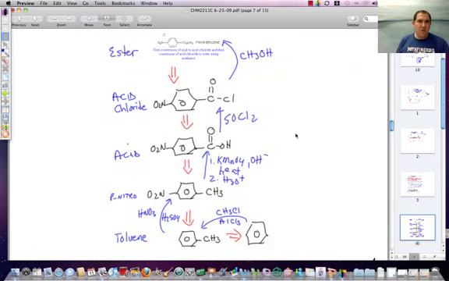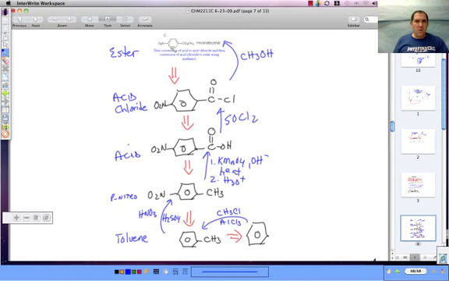Ooh, here's one of our multi-step synthesis reactions. And what we have here is a benzene ring with a nitro group. But the big thing is we have an ester. So you have to remember esters, since it's an acid derivative, you want to go back to the acid chloride. And the acid chloride goes back to carboxylic acid.